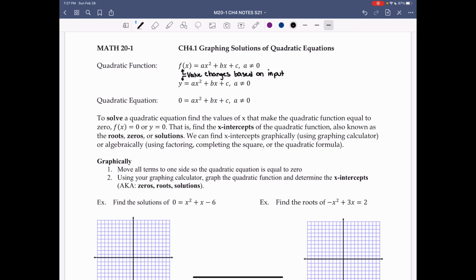For a quadratic equation, we have a specific number that the equation is equal to. So this value does not change. We now only have one variable, which is inside the equation, which is x in this case. So quadratic functions, we have two variables. Quadratic equations, we only have one variable.